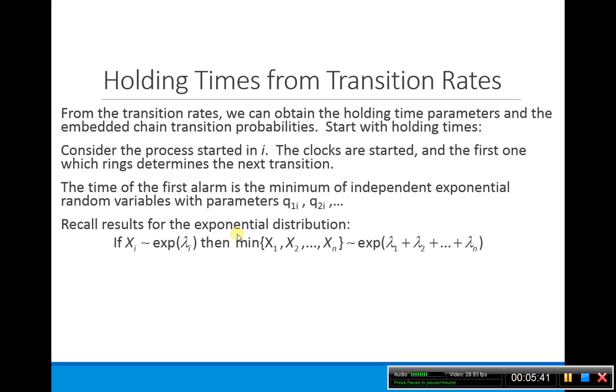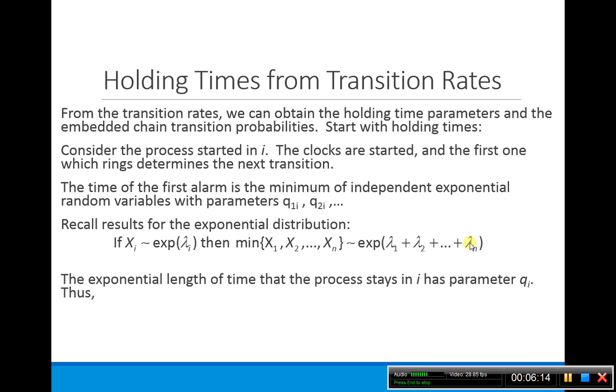Each one of these states we can go to has an alarm clock associated with it that behaves according to an exponential distribution. So we have all these alarm clocks that behave according to an exponential distribution. We're going to move from state I as soon as the minimum, the first one of those, rings. So the amount of time we stay in state I behaves according to an exponential distribution with parameter the sum of all of those.